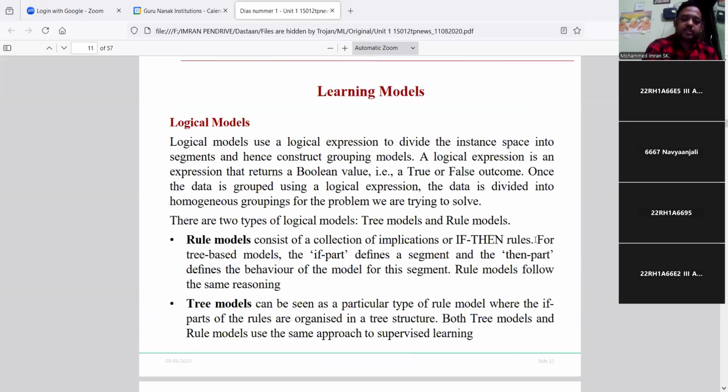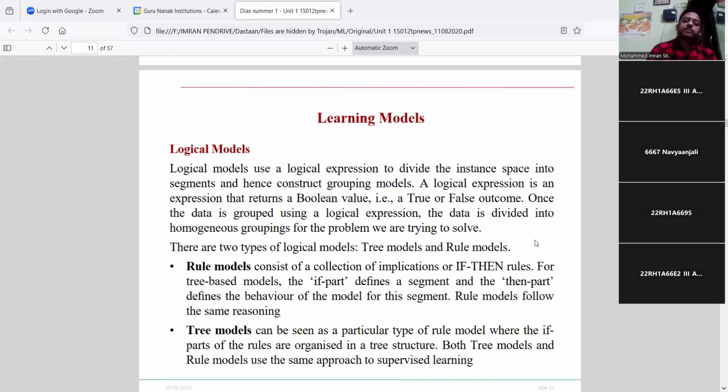And the last one is logical models. Again, in this we have two types, that is tree models and rule-based models. As you know, I think in AI you have studied that if-then rules will be implemented in these types of models.